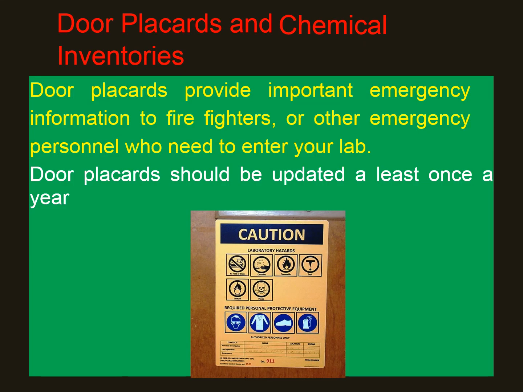Door placards and chemical inventories, right? These are the main things. In most of the labs we can see the door placard. This provides most of the emergency information and emergency personnel's information, phone numbers, everything, and also what kind of personal protective equipment you need to wear if you are entering that lab, and what kind of chemicals are inside, whether they are hazardous, flammable, or biohazardous. Likewise, that information is given, so you need to stick to that information.